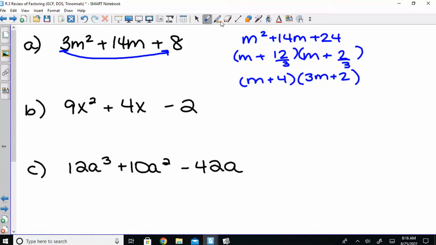B. So we start bringing the 9 over. All right, multiply to negative 18 and add to positive 4. So the only things that multiply to 18 would be 1 and 18, 2 and 9, 3 and 6. Does not work, so it is prime.